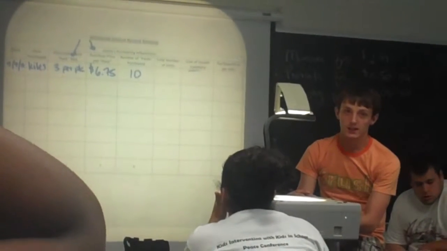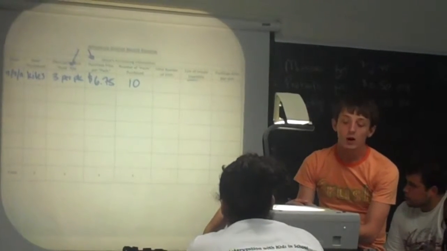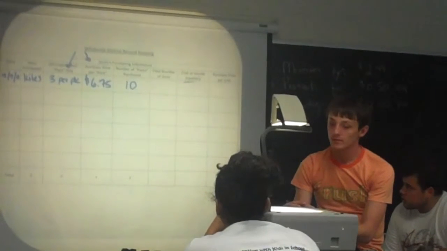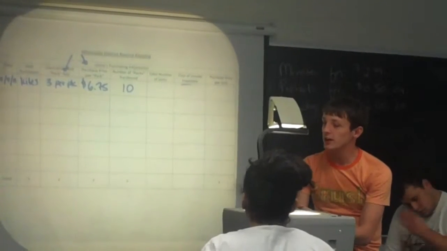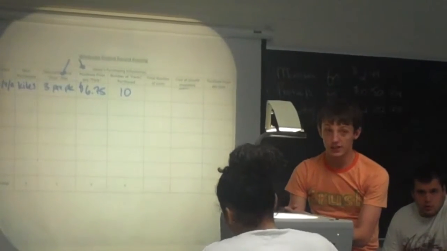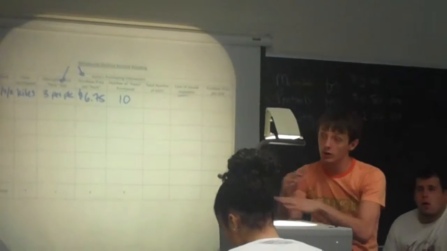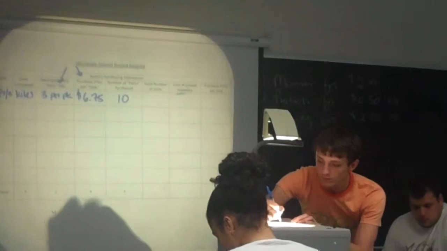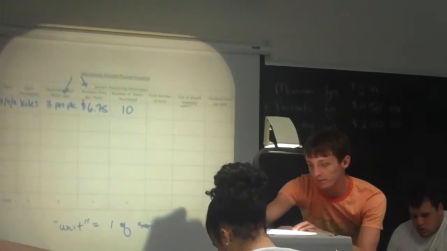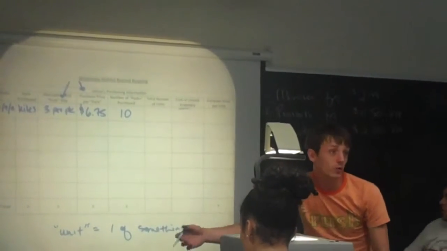3 times 10. Anybody have a problem with that? Well, we're talking about the number of units. What does unit mean? How much each kite costs? You're talking about unit cost. Unit is just one of something, right? The word unit means one of something. And then unit cost is the cost for one of something, right?